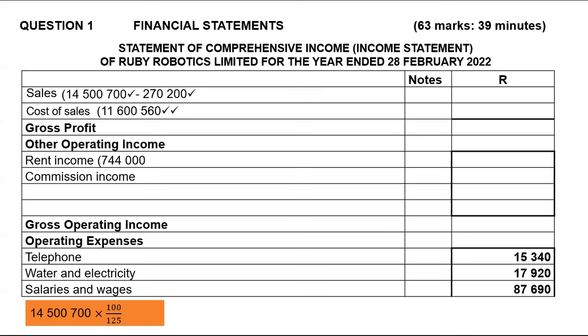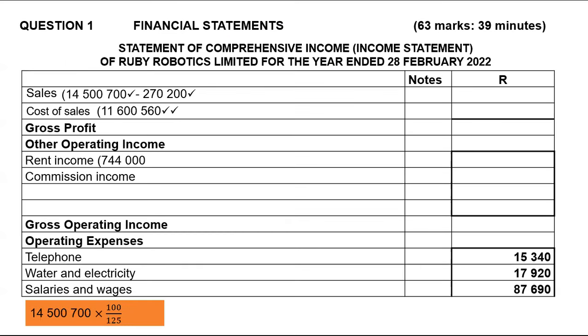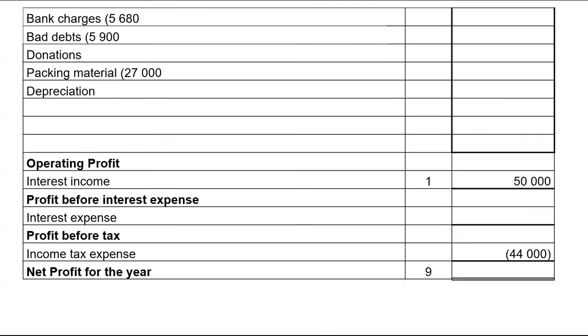Let me see what they have there. They've got commission income, so I will put commission income under operating income. I will leave it out for now, but I will open brackets there and write the value there as commission income. What else are we given there? We're given the packing material, so that one as well, I will go to packing material under expenses, open the brackets there and put 27,000, which has been put for you already.